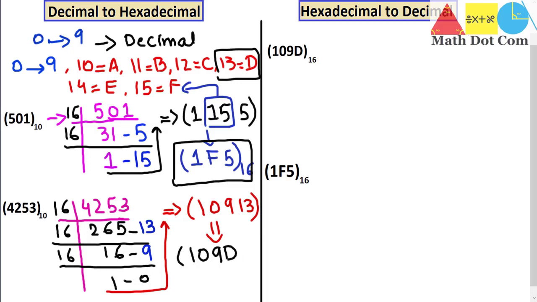Because I have already told you that till 9 the numbers in decimal and hexadecimal remain the same, you don't need any conversion. After that you have to do the conversion. This is hexadecimal. So this is how you can do the conversion from decimal to hexadecimal. Now we move towards hexadecimal to decimal.